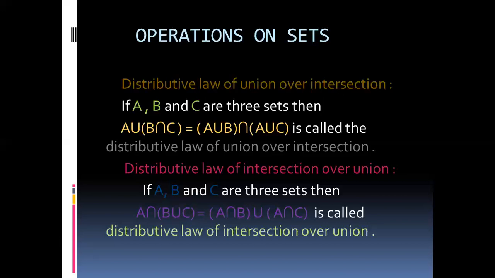You see, there is a difference of the words: union over intersection, intersection over union. So intersection over union, first we use the sign of intersection and then within the bracket we use a sign of union. A intersection (B union C). Again we divide A with B and C both. So A intersection (B union C) is equal to (A intersection B) union (A intersection C). This is called the distributive law of intersection over union.